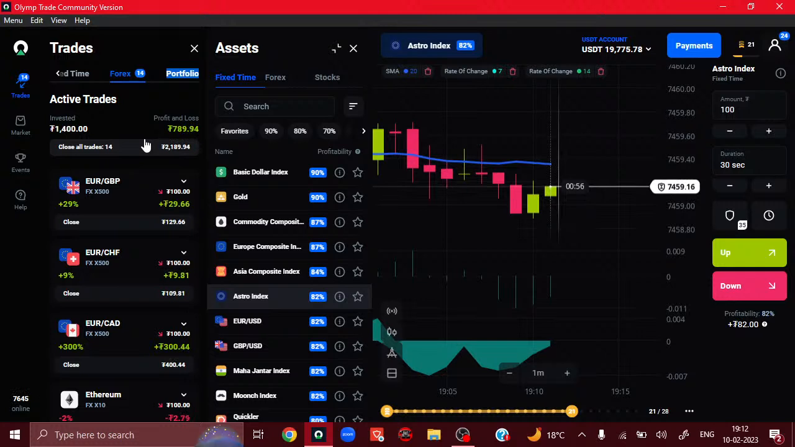Okay guys, I think none of you have any more questions here. What is the lowest deposit? The minimum deposit is $10 on the platform.